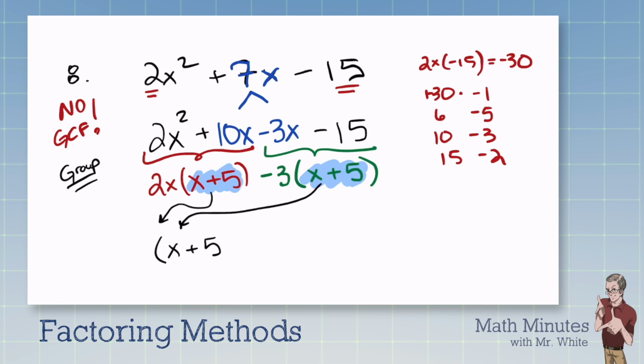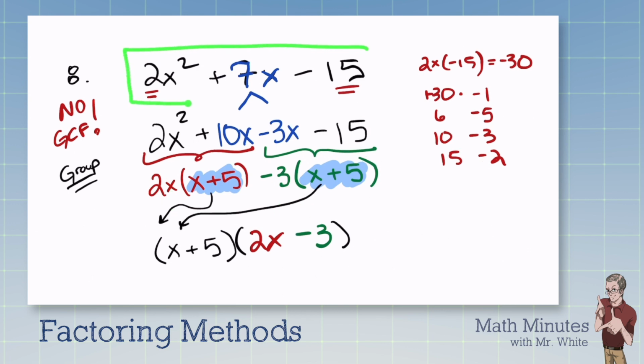So I'm writing it one time out front, and then I write what's left behind, which was the 2x that was red and the green negative 3. Let me highlight this for you. So right here, this 2x was left behind and this negative 3 was left behind. We just reverse foiled that original problem and there wasn't any guessing and checking.